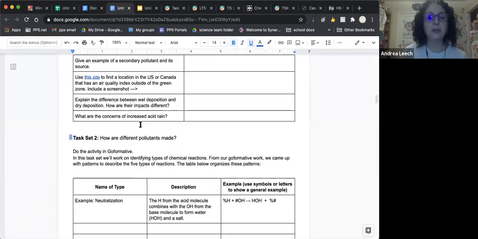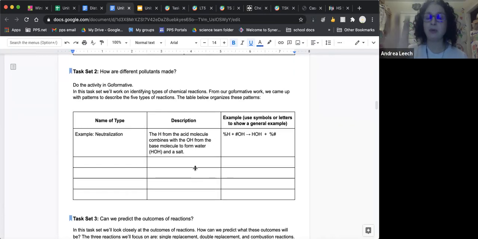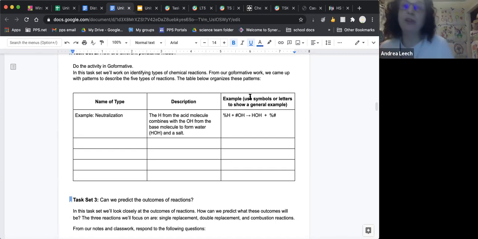In the unit planner, in the interactive notebook, they're going to be copying those boxes. They're going to do the activity, and then they're going to come in here and kind of summarize the different kinds of reactions, the description that they give those reactions, and the symbols that they would put together. So that's the summary that they're going to need of the activity moving forward to be able to start predicting the outcomes of the reactions.